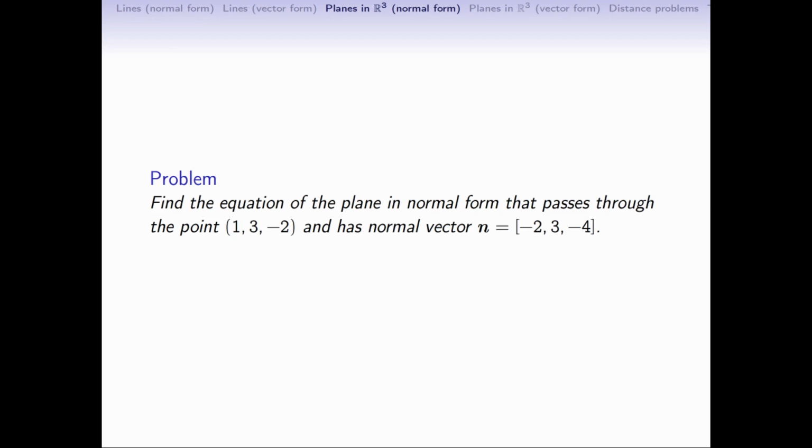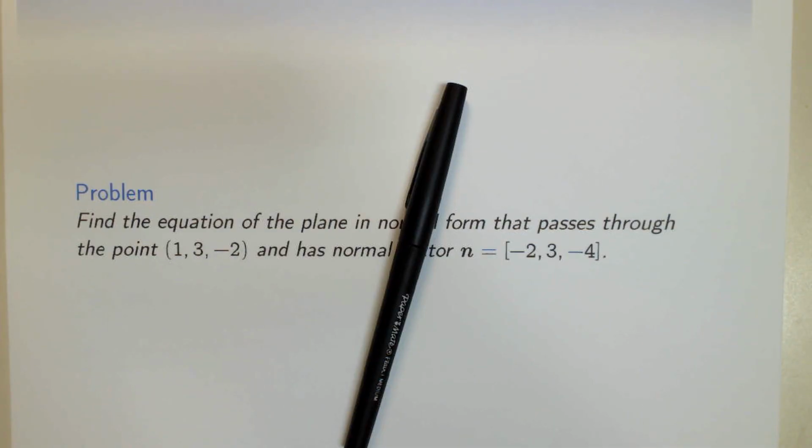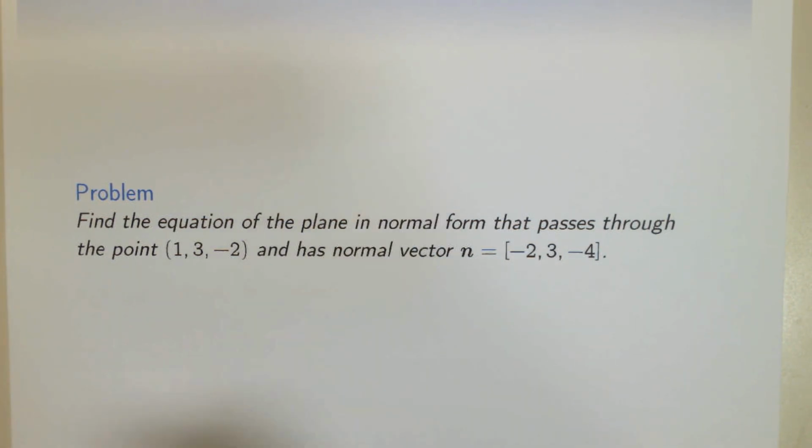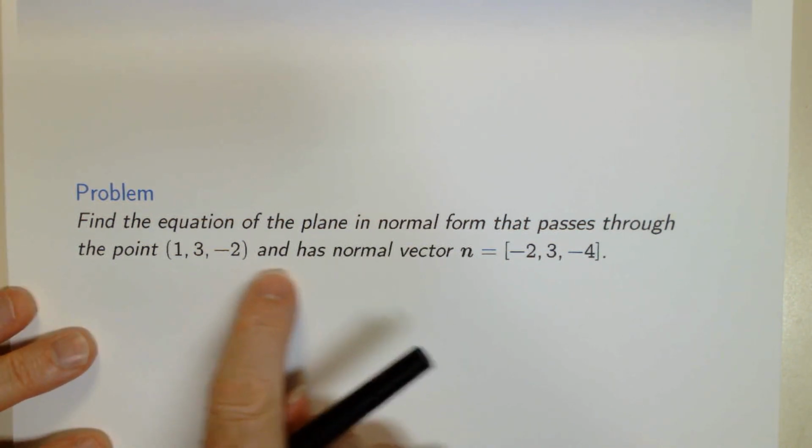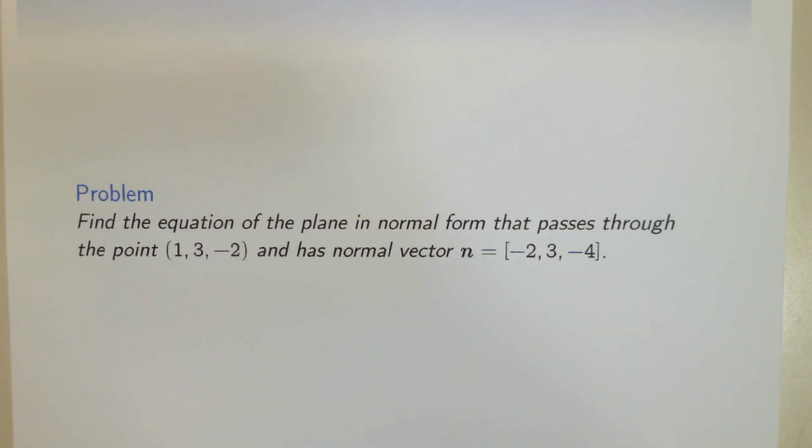So join me at the document camera and we'll work out this problem in detail. Welcome back to the document camera. In this problem, we are going to find the equation of the plane in normal form that passes through the point 1, 3, negative 2 and has normal vector n equals negative 2, 3, negative 4.